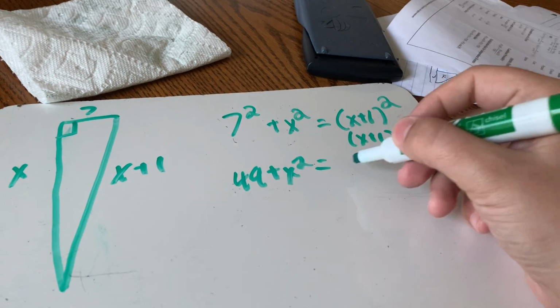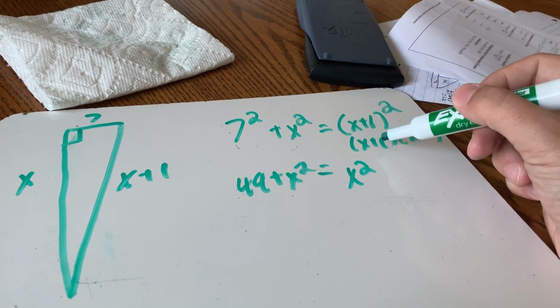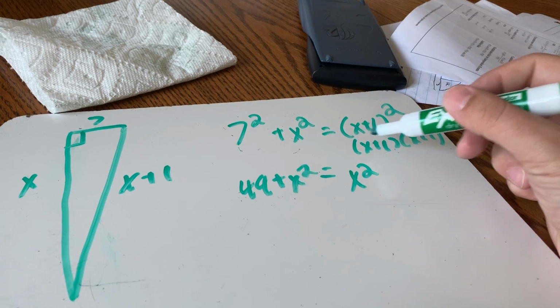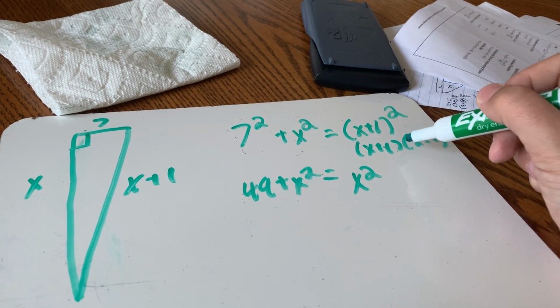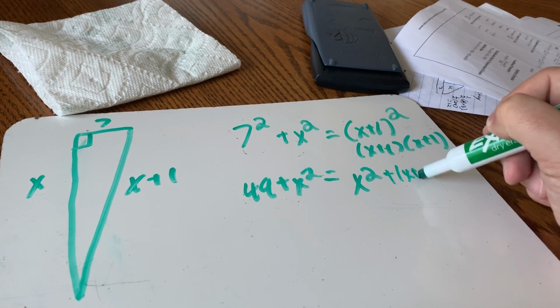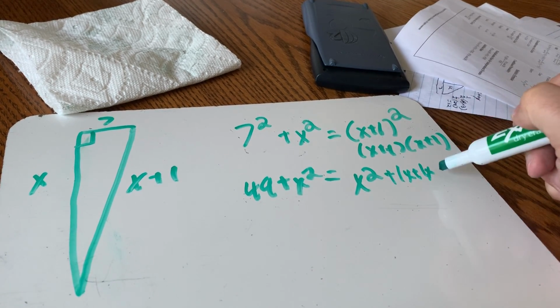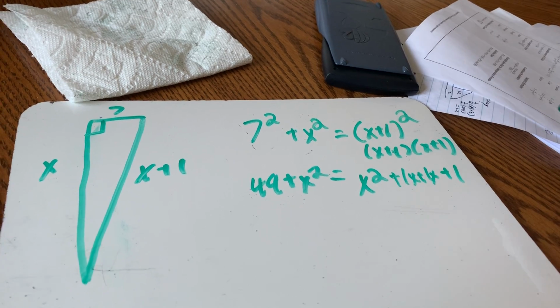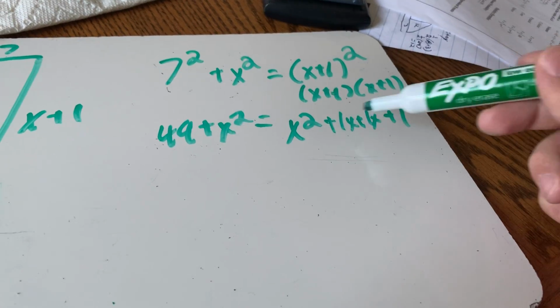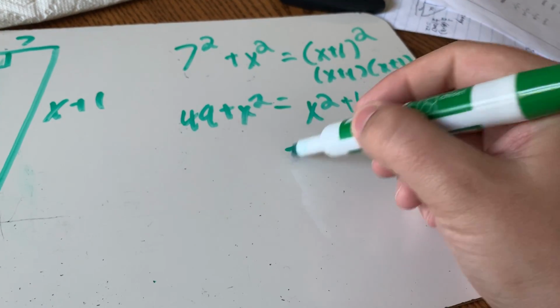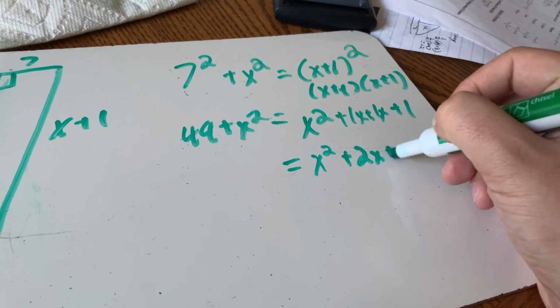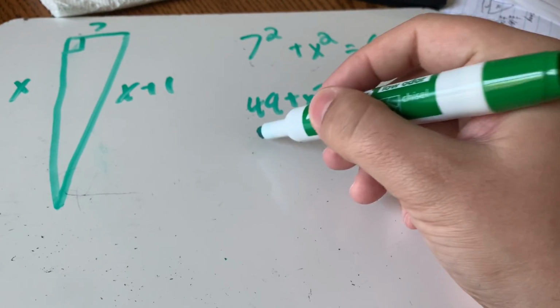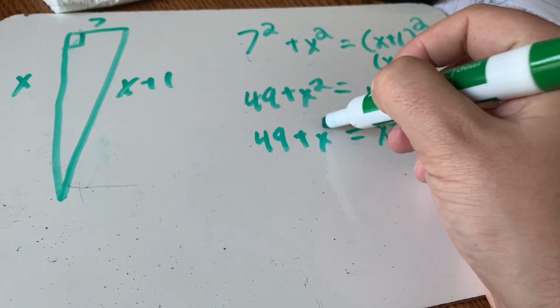So we're going to have x times x is x squared. X times 1 is 1x. 1 times x is 1x. So I have 1x, 1x, and then 1 times 1 is 1. Okay, x squared plus 1x plus 1x plus 1. If I combine like terms, x squared plus 2x plus 1.